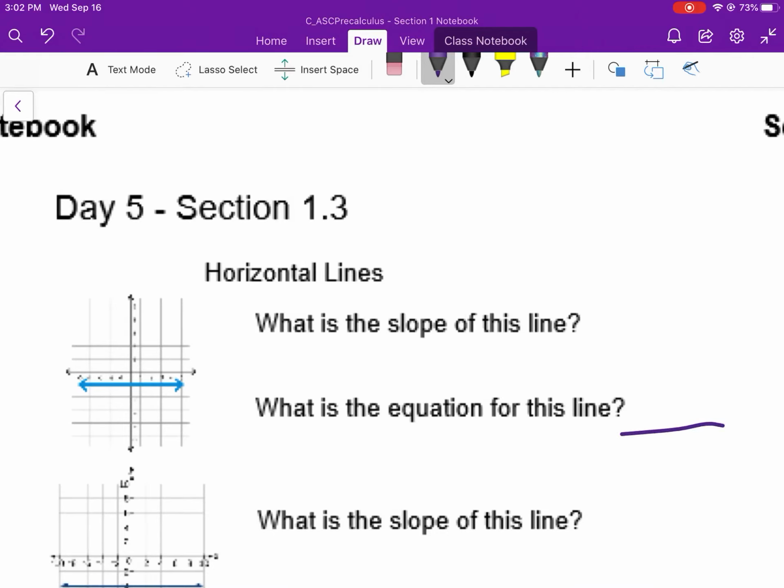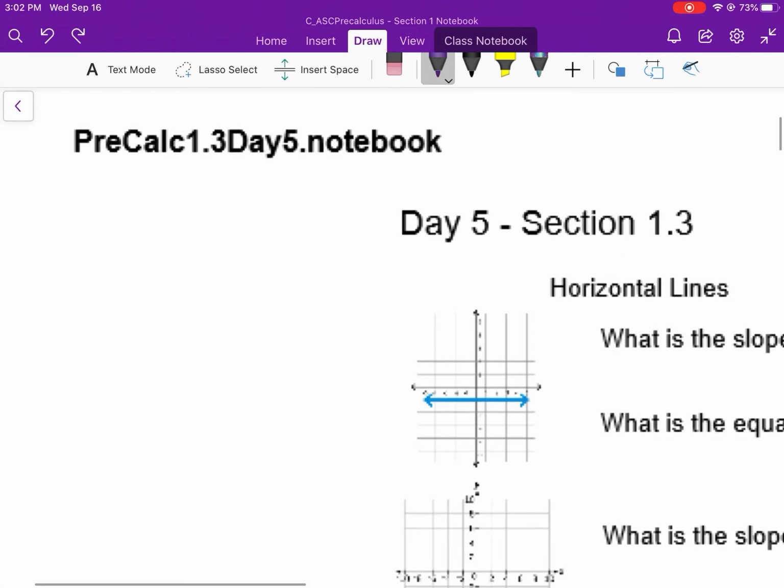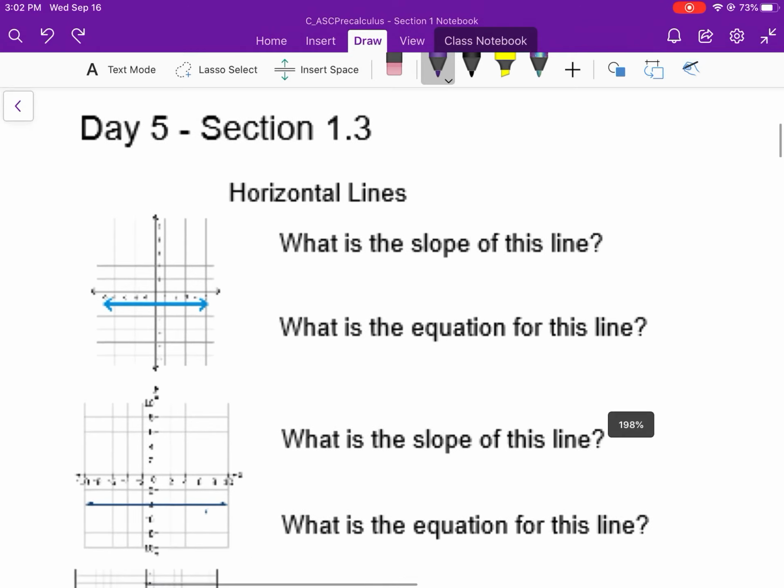All right, calculus, this is for Thursday, September 17th. So if you're at home, if you're a red team, you're doing this at home. It's pretty easy, so hopefully it's no big deal.